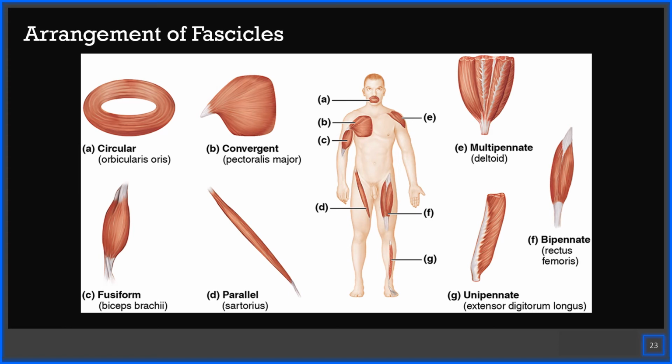If the fascicle inserts into opposite sides of the tendon, it is bipinnate. If the fascicles insert into several different sides, it's multipinnate. So you can kind of see the examples of those as well. So a unipinnate would be your extensor digitorum longus, a bipinnate would be your rectus femoris, and a multipinnate would be your deltoid.